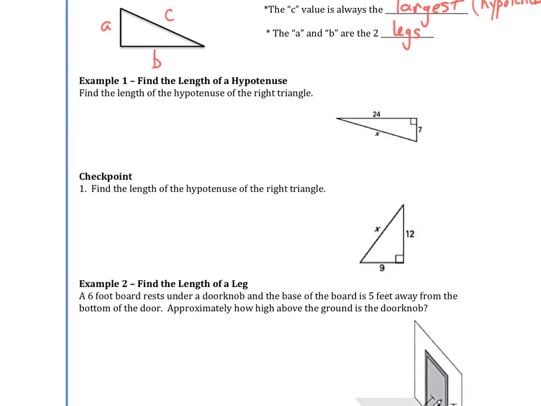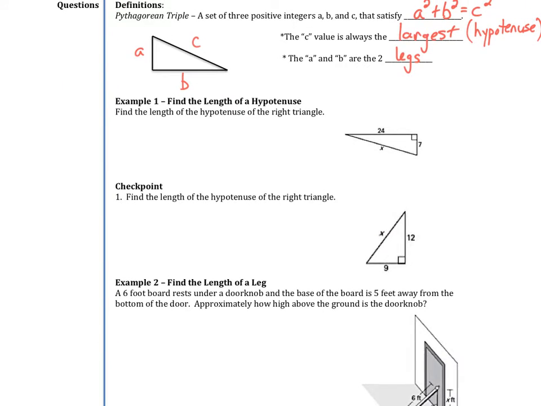Okay, example 1 says, find the length of the hypotenuse of the right triangle. So we know it's a right triangle. That means the largest side is opposite the right angle. So this is our c, and then we have a and b. If we follow our theorem, a squared plus b squared equals c squared. When we substitute in, we get 24 squared plus 7 squared equals x squared.